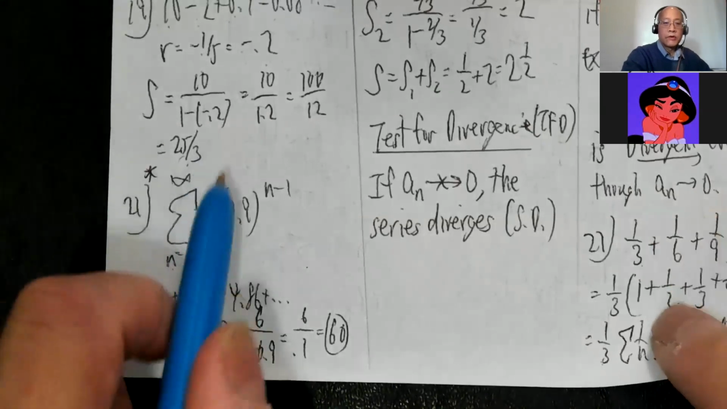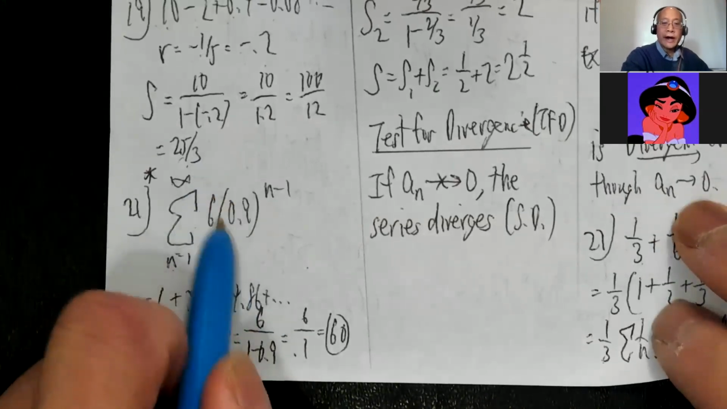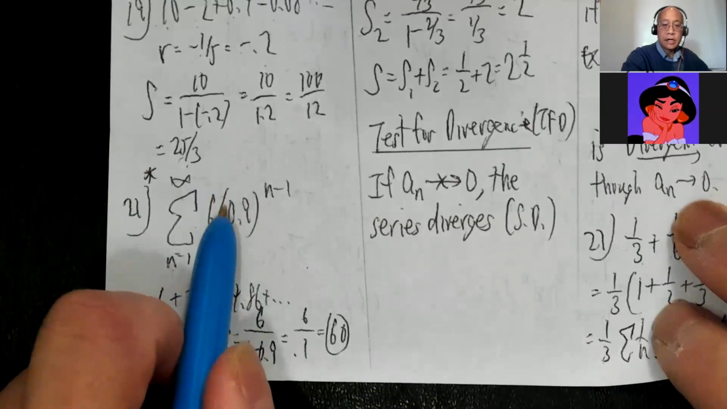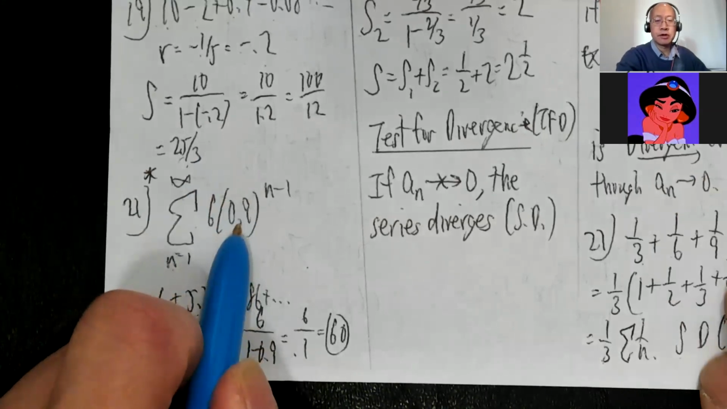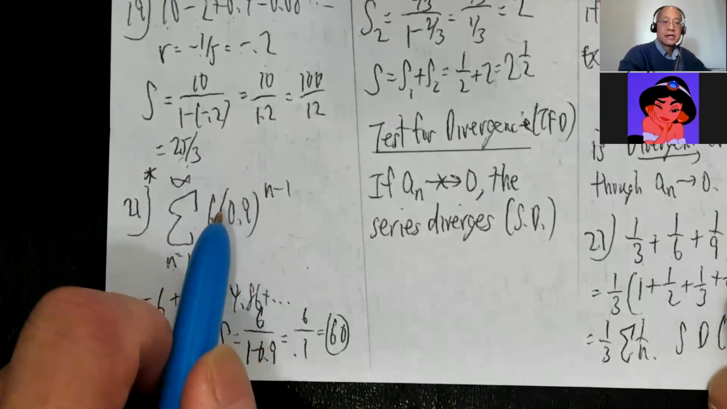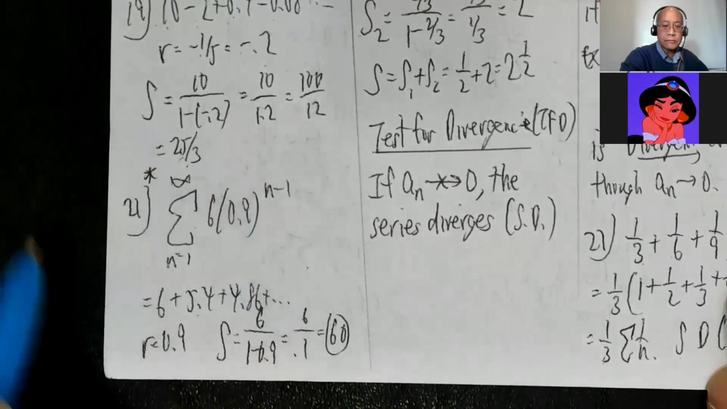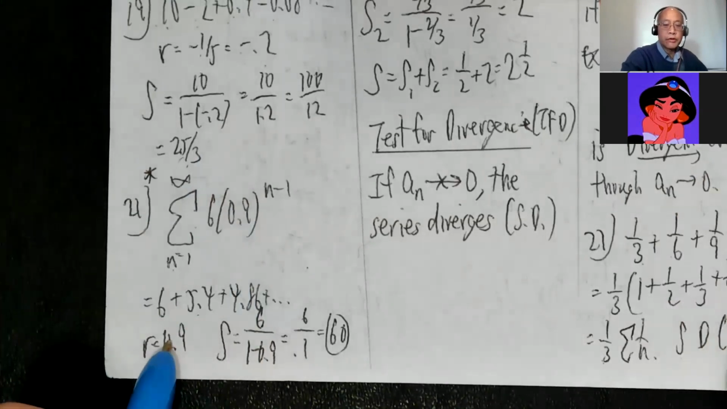Okay, and a heads up, when you see stuff like this, quite often for a geometric series, the thing inside the parentheses will be your common ratio. It's not a guarantee, but it's something to look out for. It happens a lot. All right, common ratio is 0.9.